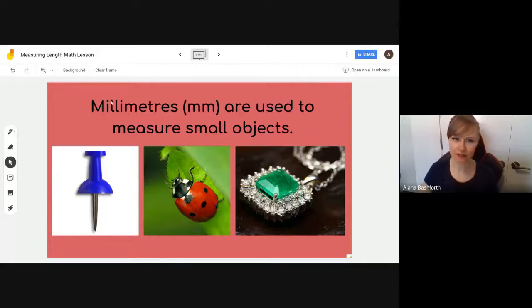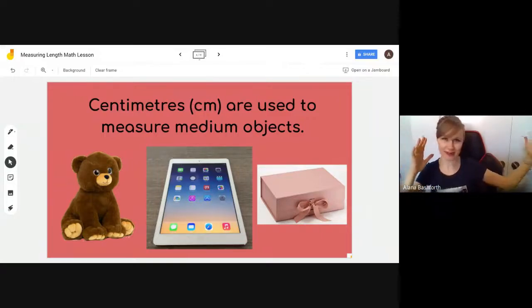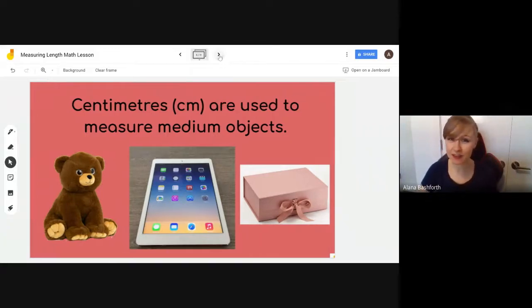So here are some examples of things that you might measure using millimeters: a thumbtack, a ladybug, and a little pendant on a necklace. Things that you might use for centimeters are stuffies, or an iPad or tablet, or a laptop, any technology, or a small-ish box. It's like, yay big. Basically, if it's little itty bitty, then it's millimeters. If it's like this to there, I don't know if you can see my hand, then you're going to want centimeters. And if it's bigger than that, you're going to want meters.